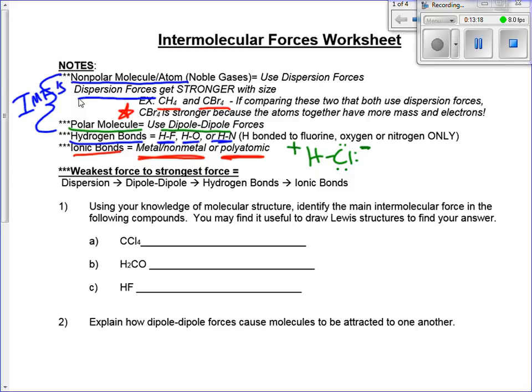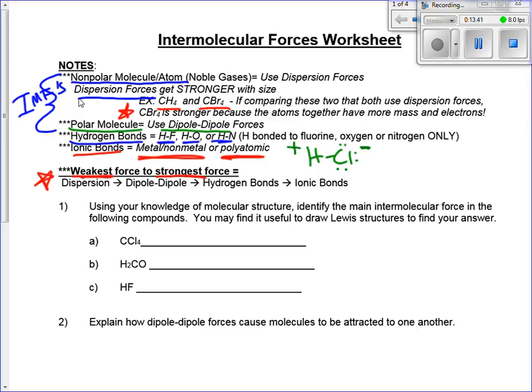We're going to be comparing all 4, though. The 3 we call forces. Ionic bonds are actually real bonds, but the other ones are forces between molecules. Okay? And here is the note. We go from weakest to strongest. Dispersion being the weakest, dipole-dipole, hydrogen, and then of course the strongest would be ionic bonds.